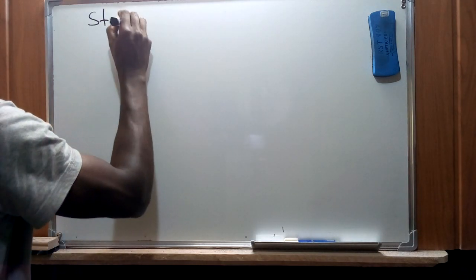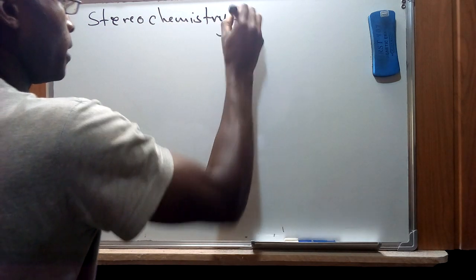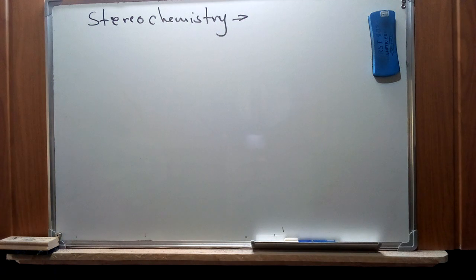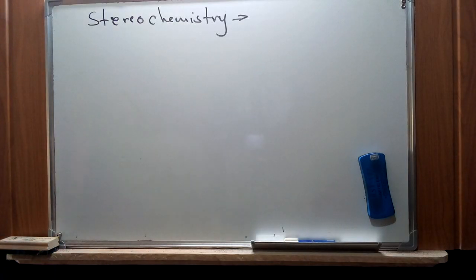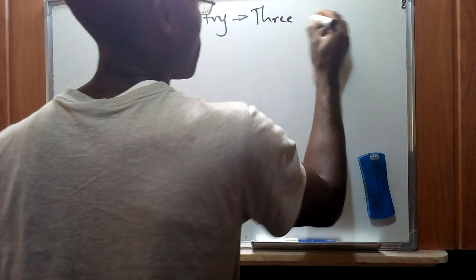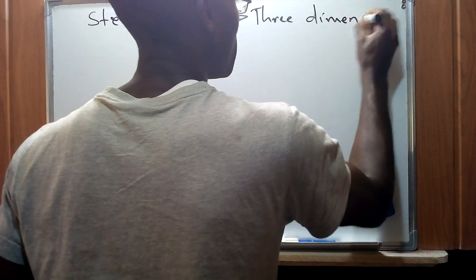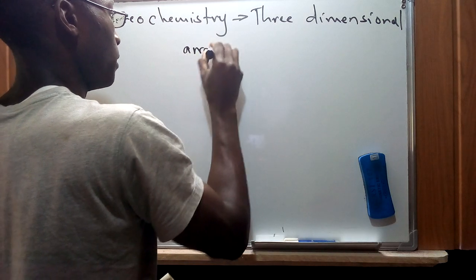As I've said, today we're going to look at a concept in a branch of chemistry, and this branch is stereochemistry. As I've said, it deals with the three-dimensional arrangement of atoms and molecules. And this, of course, has an effect on the chemical properties of these specific molecules.